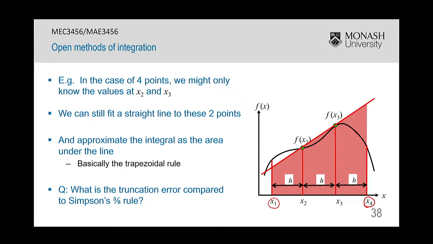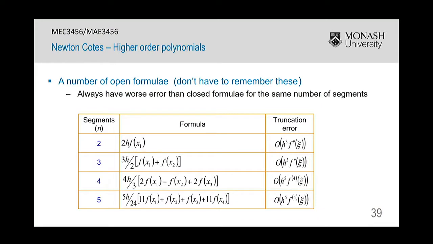Basically, this becomes, in effect, the trapezoidal rule, but we're integrating over 3 segments, and we're only using the 2 inside function values. What's this truncation error compared to the Simpson's 3/8 rule? Well, it's significantly higher. But it still gives us an approximation. There are a number of open formulas, and they're all based on higher order polynomials. You do not need to remember these. If you have to use them, they will be given to you.